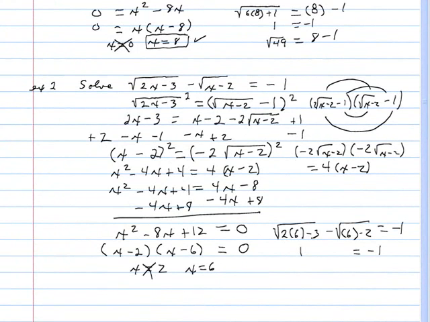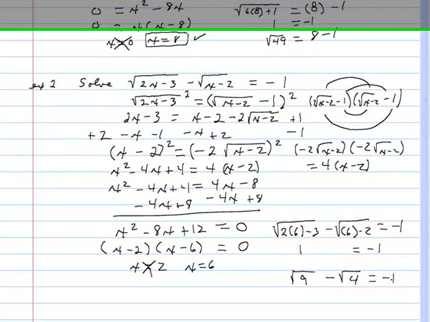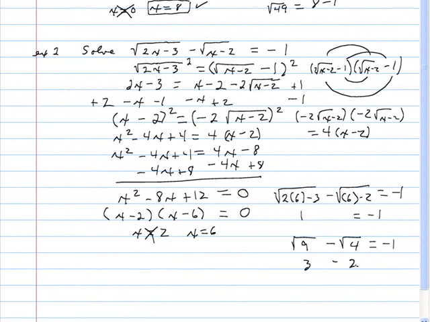The first one is the square root of 12 minus 3. Well, 12 minus 3 is 9. Second one is the square root of 6 minus 2. That's 4. So I get the square root of 9 minus the square root of 4 is -1. Well, actually, the square root of 9 minus the square root of 4 is really +1. So that turns out to be not true. So this problem actually had no solution.